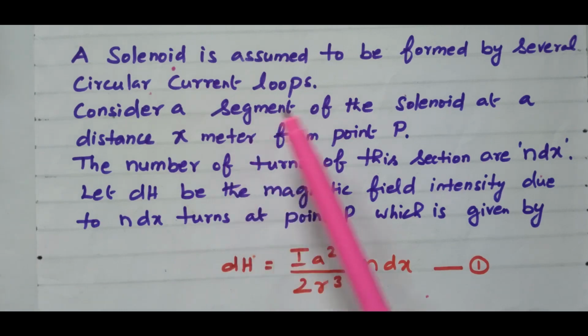So this is also a circular current loop. Here n number of circular current loops are available. So that is multiplied by the number of turns, n into dx. This is the circular current loop expression, I a square divided by 2 r cube. In that, the number of turns is multiplied. We take this as equation number 1. Now we'll find the expression for r and dx from the triangle. One separate triangle is available. From that, we will find the expression for dx and r.